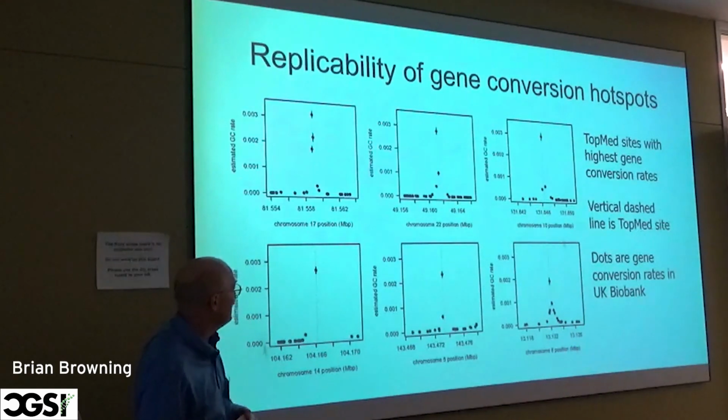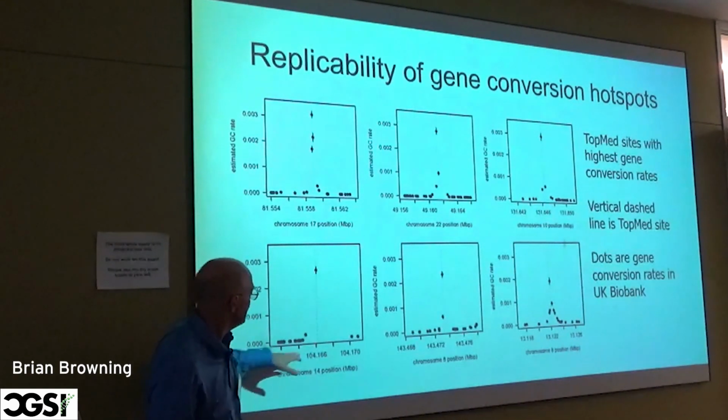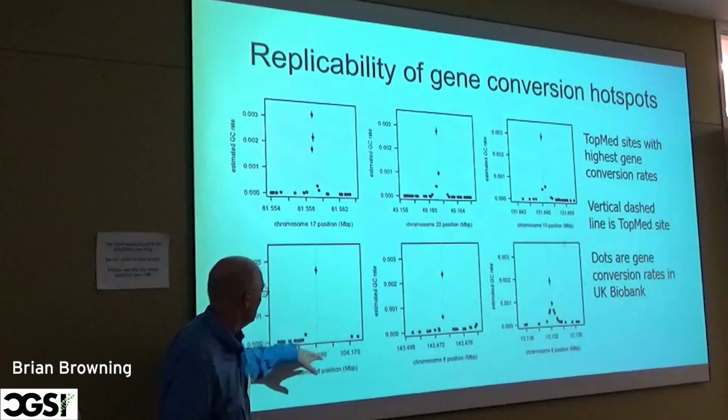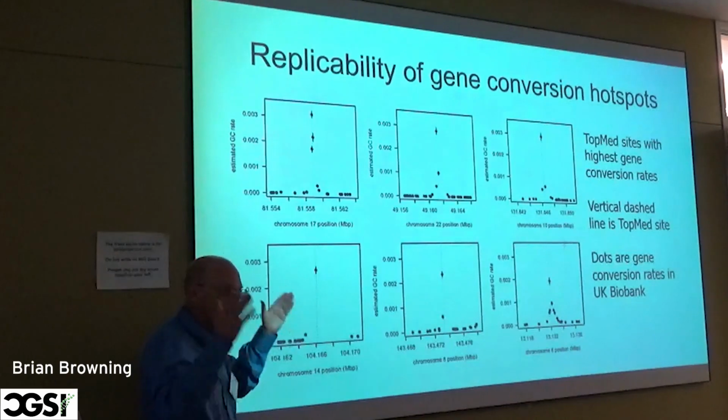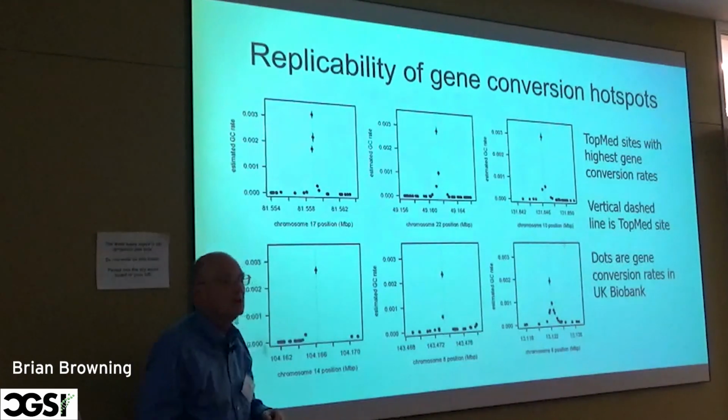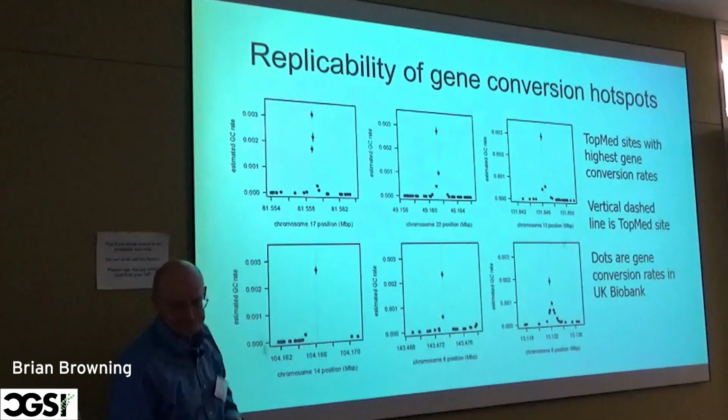I thought it was just a beautiful plot. These x-axes all have tick marks 2 kb apart, so it's like having an electron microscope looking at this region of the genome.